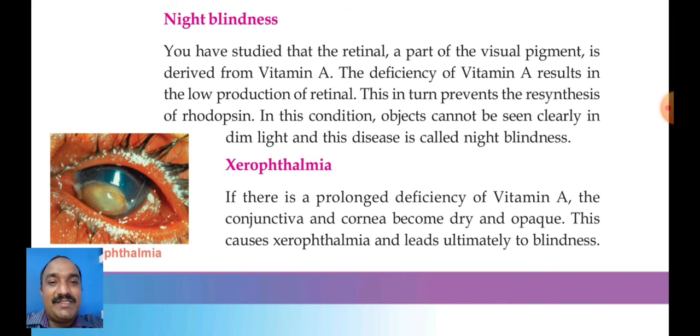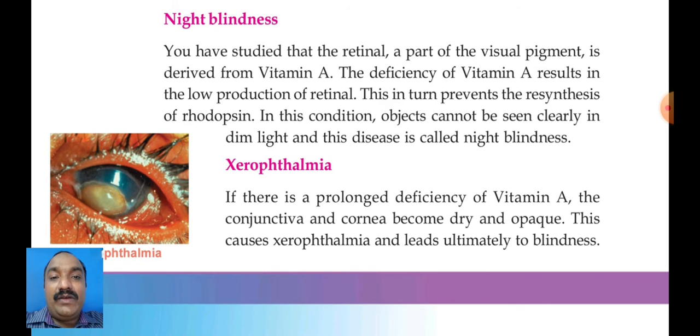Such a condition is called night blindness. Let's read the sentences in the textbook. The deficiency of vitamin A results in the low production of retinal. This in turn prevents the resynthesis of rhodopsin. In this condition, objects cannot be seen clearly in dim light, and this disease is called night blindness. I think that will be difficult for you to study, but one more time I will explain. You check which one is easy for you, and copy that.